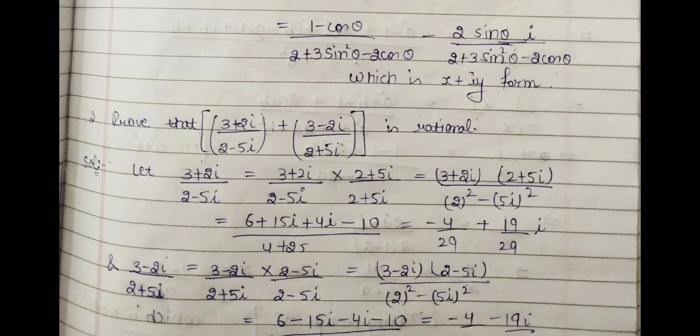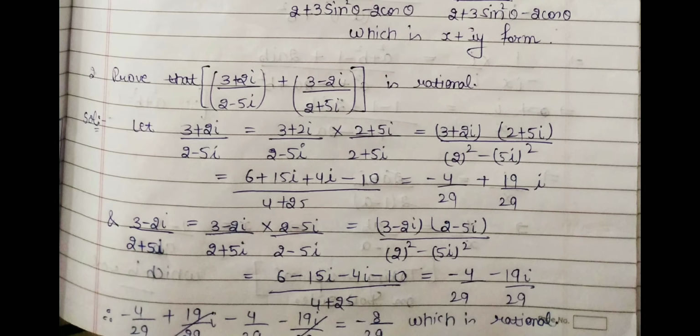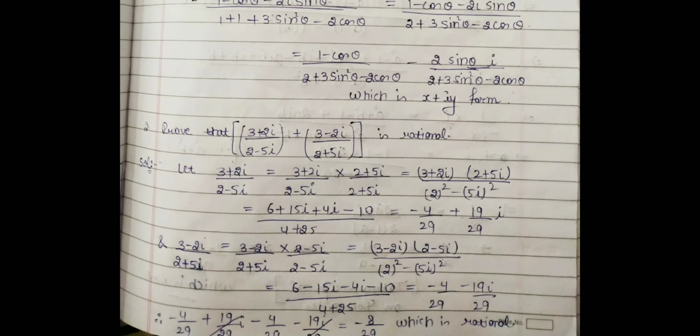After doing the calculations, we have minus 4 by 29 plus 19 by 29 iota. Similarly, we can do the calculation of the second part, which is 3 minus 2 iota upon 2 plus 5 iota. On solving, we have minus 4 by 29 and minus 19 by 29 iota. Now there is a plus between them, so we take their addition. After cancelling the imaginary part, we have minus 8 by 29, which is a rational number.